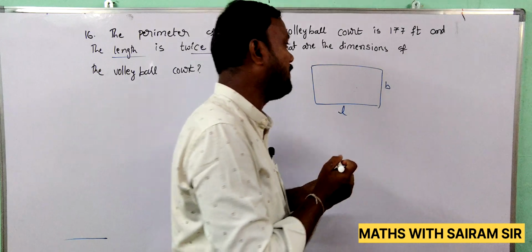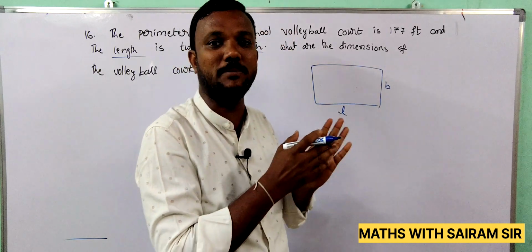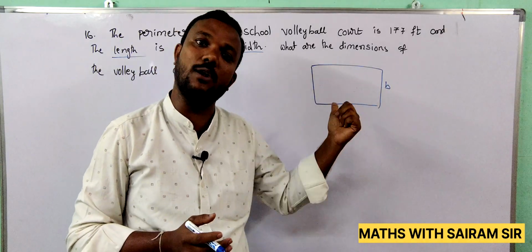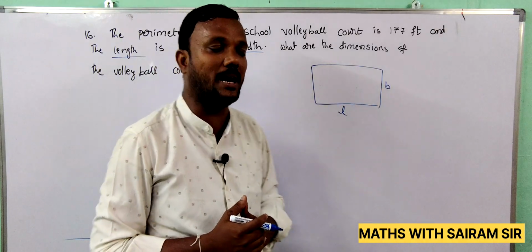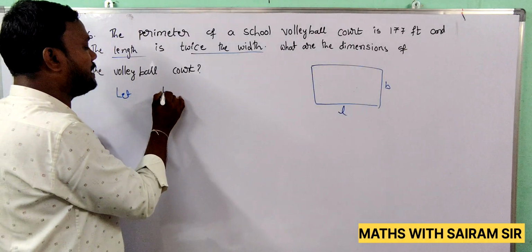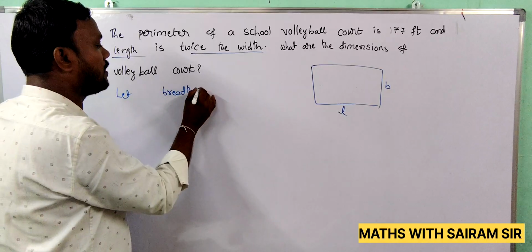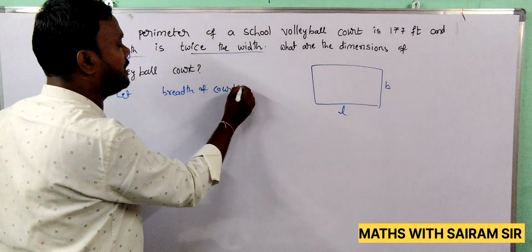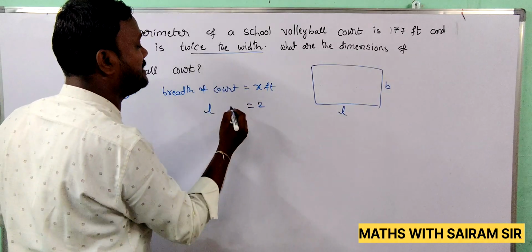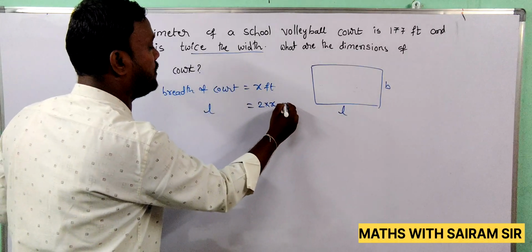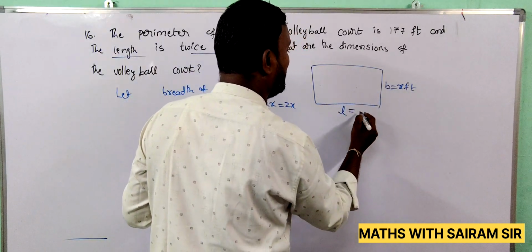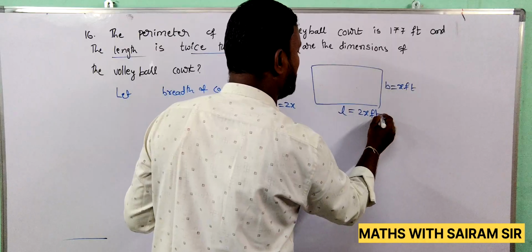So if we know the measurement of the breadth of this rectangular field or volleyball court, then we can find the length of it. For that, we need to assume: let the breadth of the court be x feet, then the length would be twice of it, that means 2x. If it is x feet, then the length would be twice of this x, that means 2x feet.